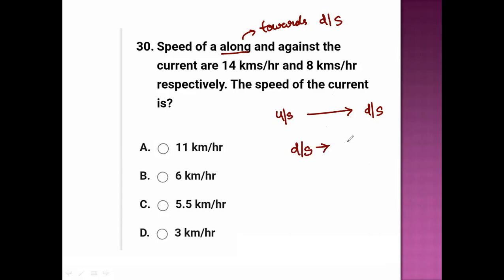You know that towards the downstream, the relative speed will be equal to u plus v. So how much has he given? He has given this as 14 here, that you can see here.